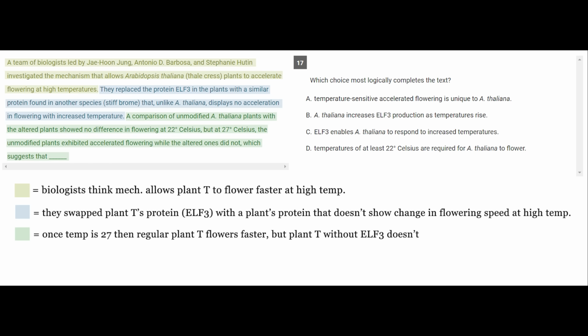ELF3 doesn't. With these simplified notes, it's much easier to see that this protein ELF3 is the mechanism that allows this plant to flower faster at high temperatures, which is also probably the conclusion that logically completes the text. Now we can look at our answer choices.